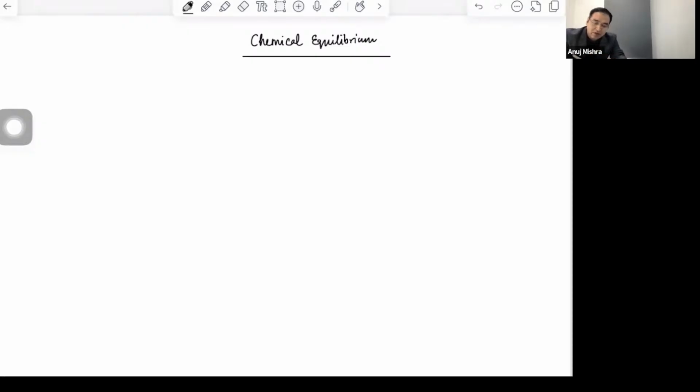चलो, chemical equilibrium के पहले समझते हैं. What is the meaning of it? So there are two type of reaction. One is irreversible, other is reversible. This is called irreversible, and this is called reversible. All of you know this.